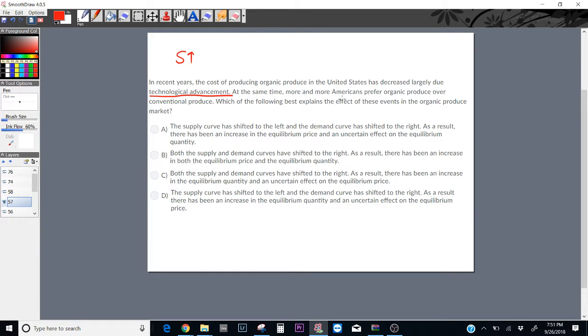And at the same time, more and more Americans prefer organic produce over conventional. That means that there's going to be an increase in demand as the popularity of the item increases. So which of the following best explains the effects of these events in the organic produce market?